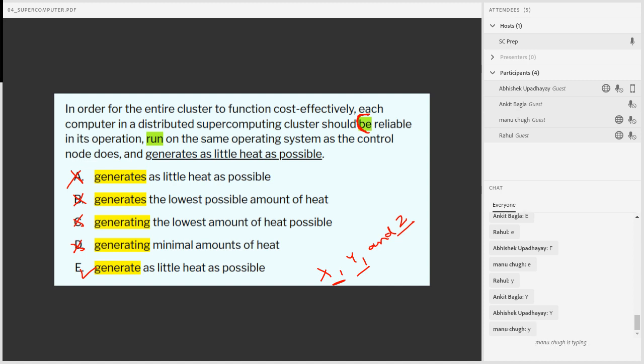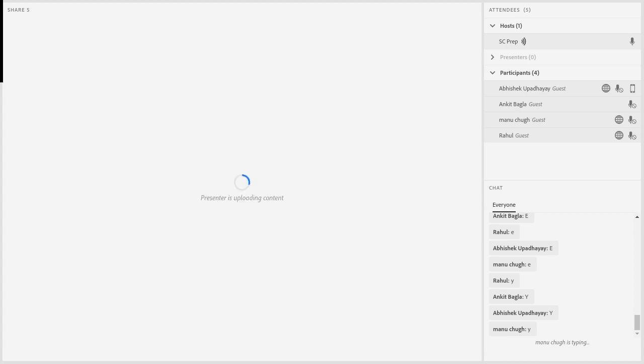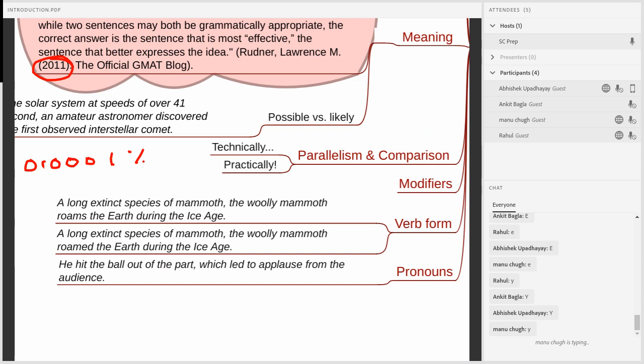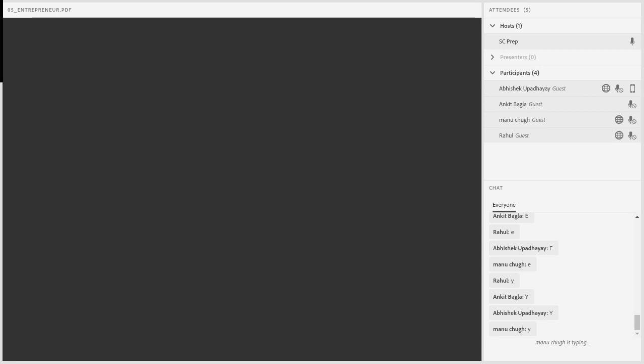All right. Now let's head to the next topic. Modifiers are basically adjectives and adverbs. This is a pretty big topic, definitely something we'll want to put a lot of work into. So let's take the second last question for that. All right, please go ahead.